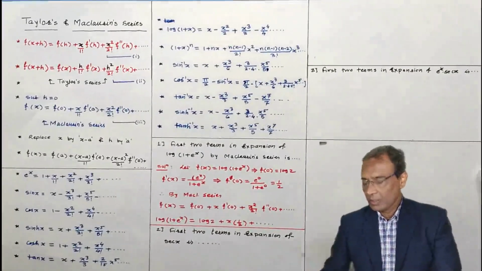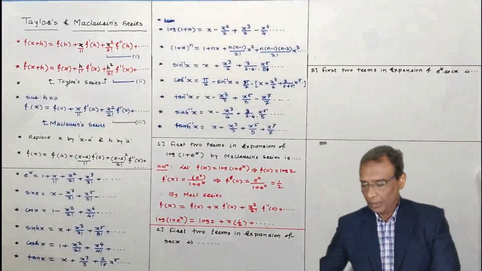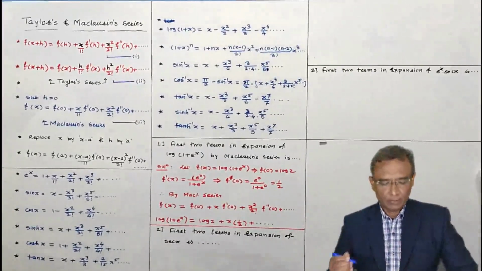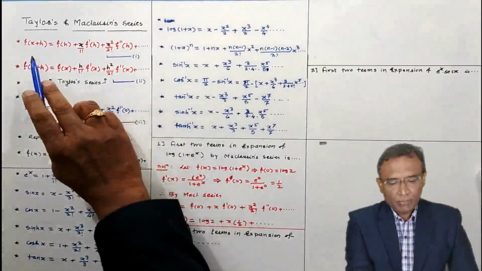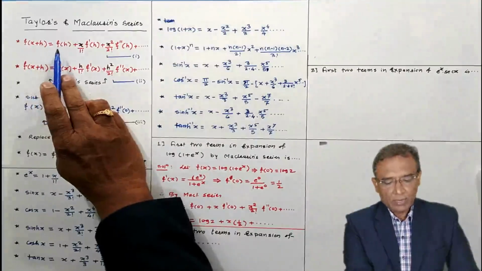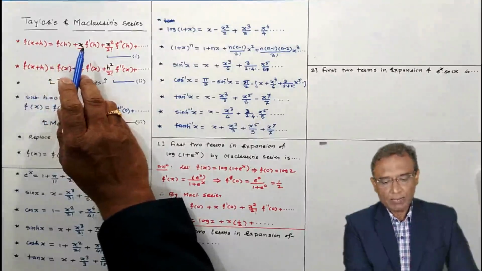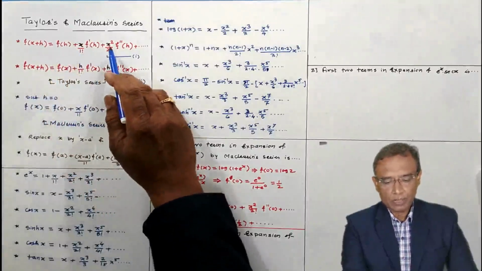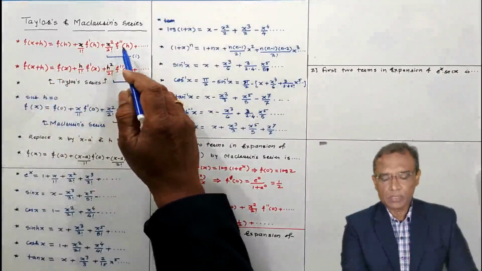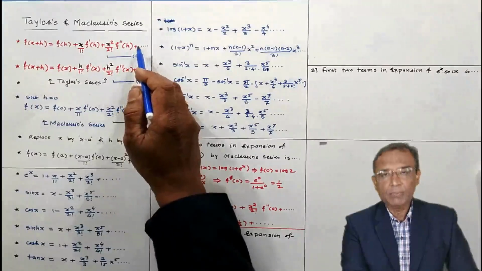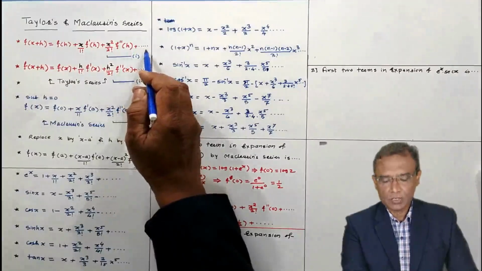Today, in this video lecture, we are going to discuss some multiple choice questions, these MCQs on Taylor's and Maclaurin series. In order to save time, this formula I have written: f of x plus h is equal to f of h plus x f dash h plus x square by factorial 2 f double dash h plus x cube by factorial 3 f triple dash h and so on.